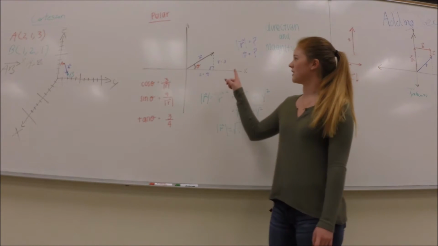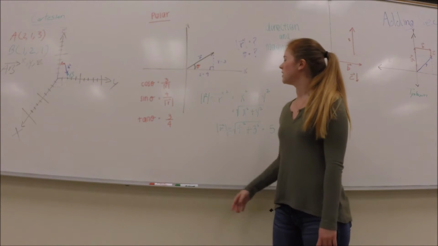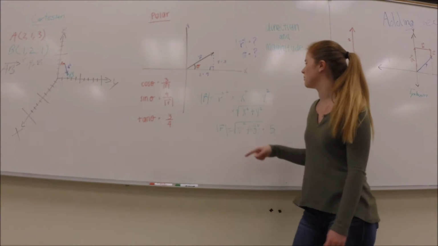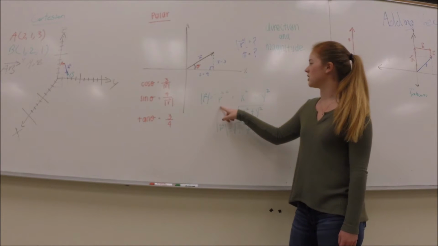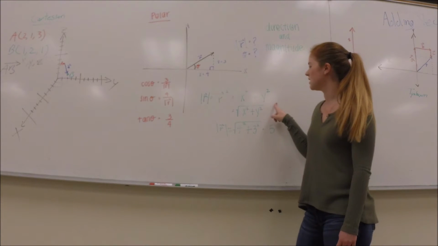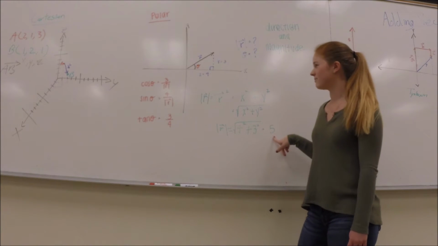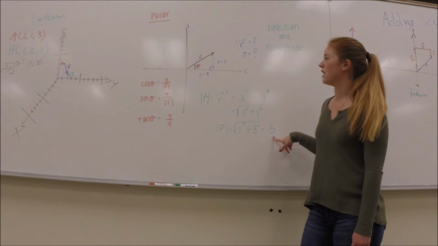So we use the polar coordinate system to find the direction and magnitude of vectors. In this case, our vector is labeled vector r, and you can find the magnitude by using the Pythagorean theorem. So we have 4 and 3 for x and y. This would be like saying vector r squared equals x squared plus y squared. So if you take the square root of that, it would be 5. And so that would be the magnitude of vector r.